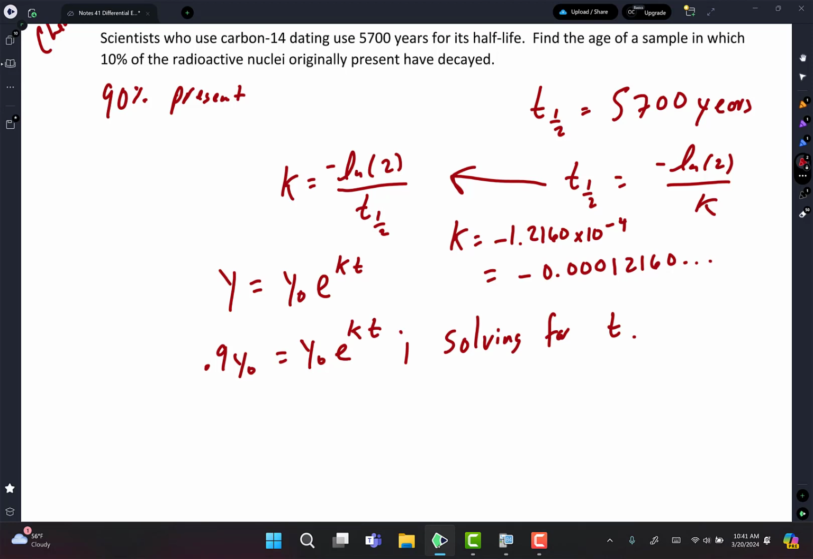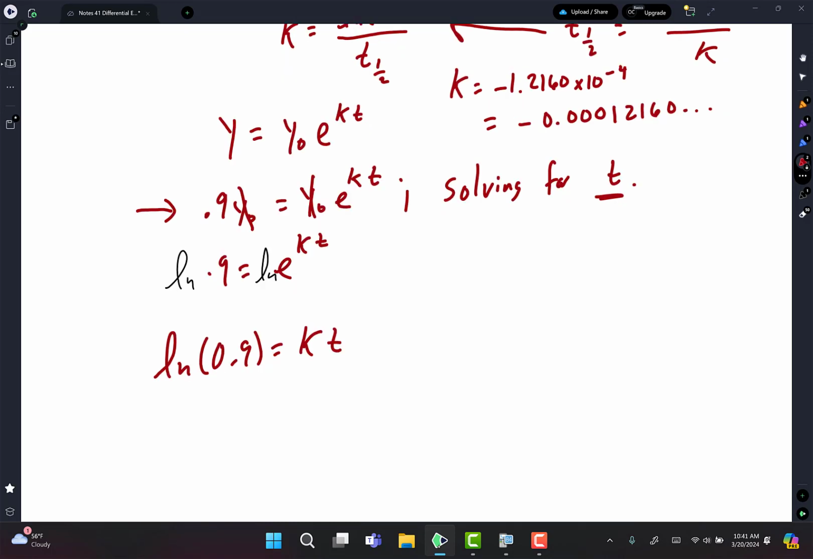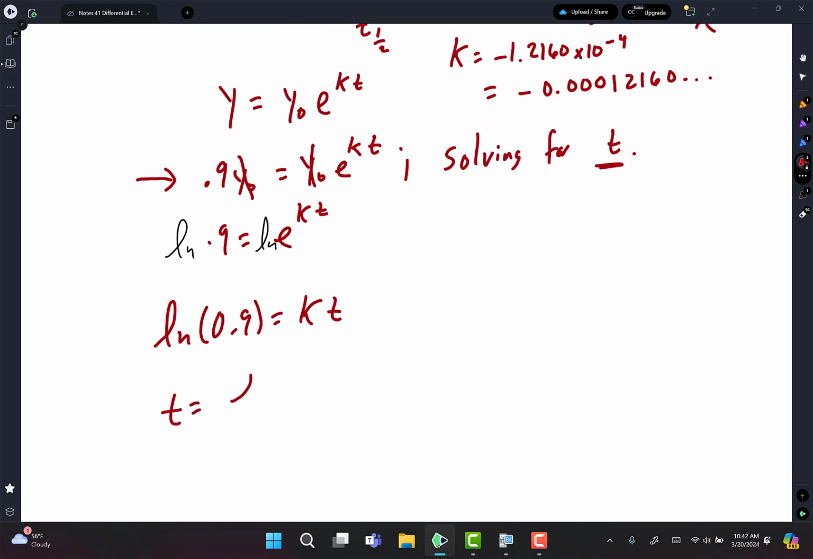And what do we want to solve for? T. So here we go. Before we start, does everyone understand this equation here? 0.9 because of 90%. Right? The y naughts cancel out, so 0.9 equals e to the kt. And then what do I do to bring the kt down? ln. Whatever you do to one side, you do to the other. So now I have ln of 0.9 equals kt. And then how do I get the t by itself? Divide by k. So in your calculator, go ln of 0.9 divided by that k value that you have.